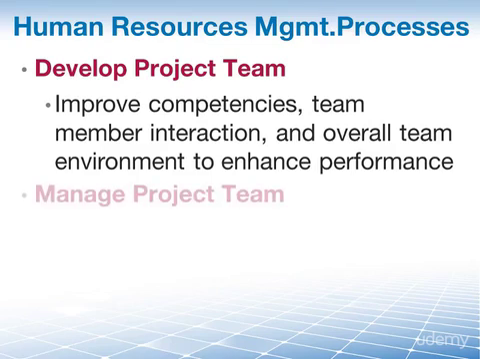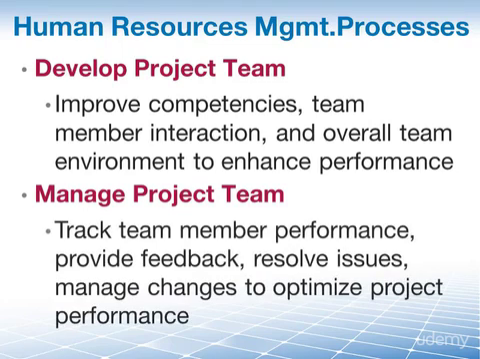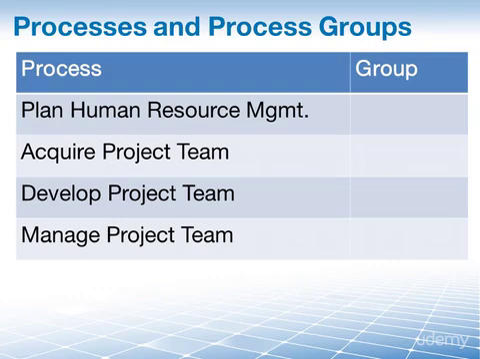And of course, we also have to manage our project team in the aptly named Manage Project Team process. That is the process of tracking team member performance, providing feedback, resolving issues, and managing team changes to optimize project performance. And when we come to this slide here, and when I ask you the question, well, into which of the 5 process groups do you think our 4 processes fall?